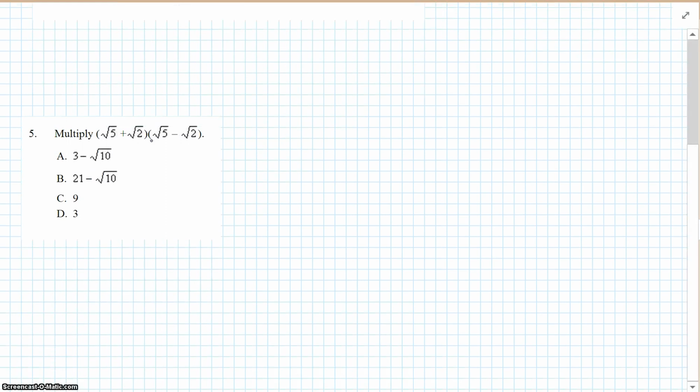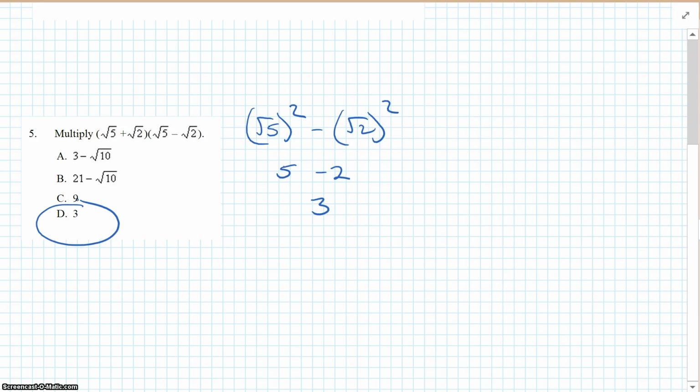Alright, so we got the square root of 5 plus the square root of 2 times the square root of 5 minus square root of 2. So we can say that that's a difference of squares. So that's going to be the square root of 5 squared minus the square root of 2 squared, which means 5 minus 2, which means 3. Answer is D. Okay, just understand it's a difference of squares. Okay.